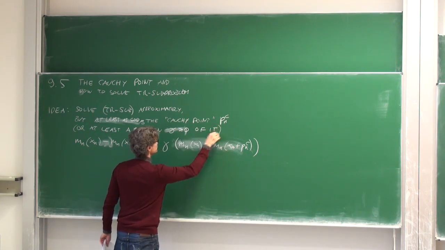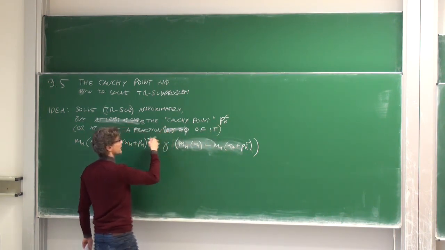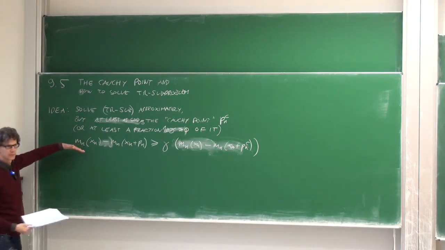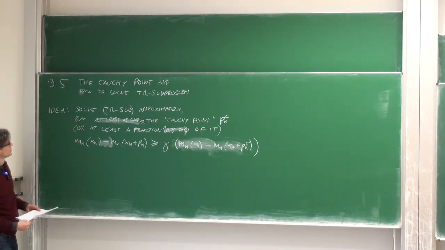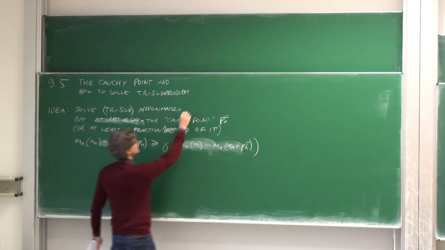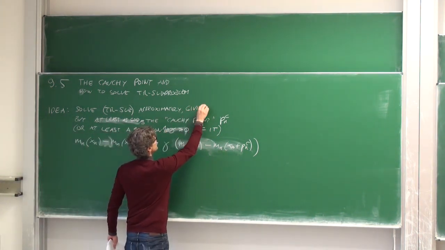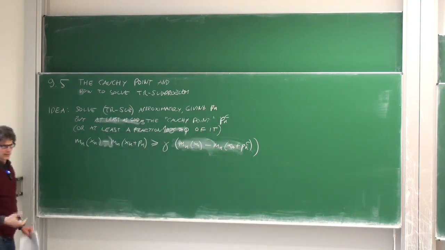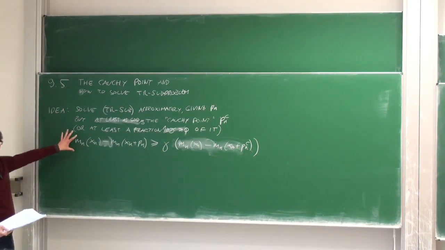So gamma should be smaller than 1 and bigger than 0, and this is what we would ensure. If this approximately gives pk, then it's at least as good as the Cauchy point.